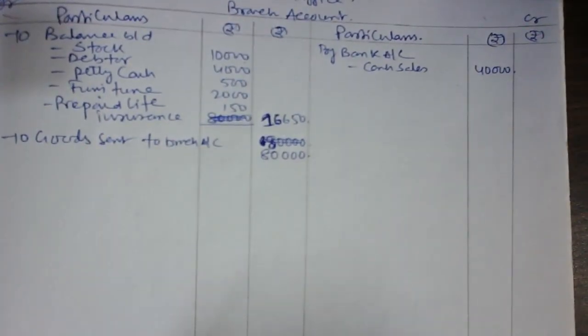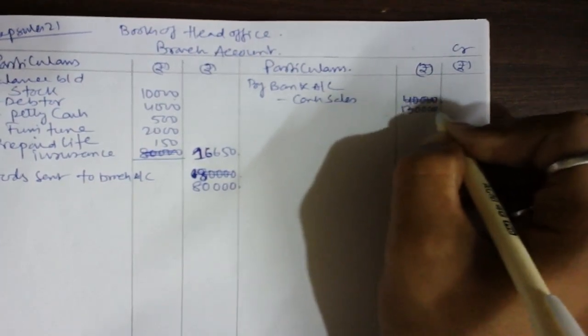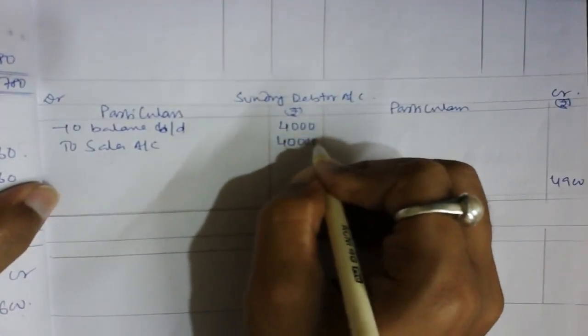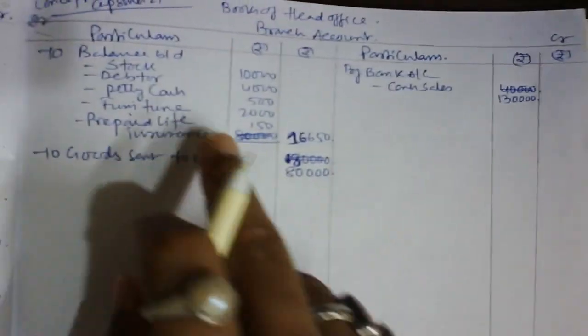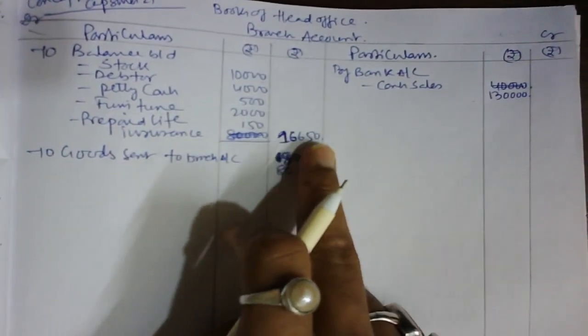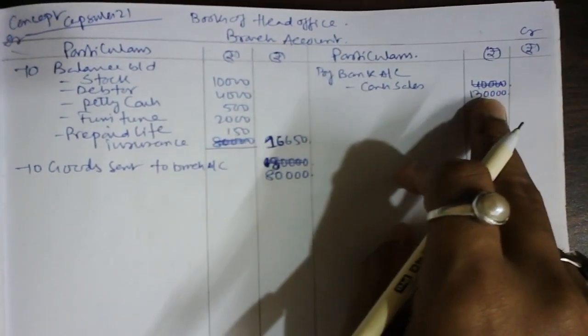And cash sale during the year is 1,30,000. It's 1,30,000. Okay, 1,30,000. And credit sale is what? 40,000. Credit sale here you can write 40,000. Okay, please correct this. To balance B/D is 16,650 and goods sent to branch is 80,000. By bank, cash sale is 1,30,000. Okay, and the sale account is 40,000.